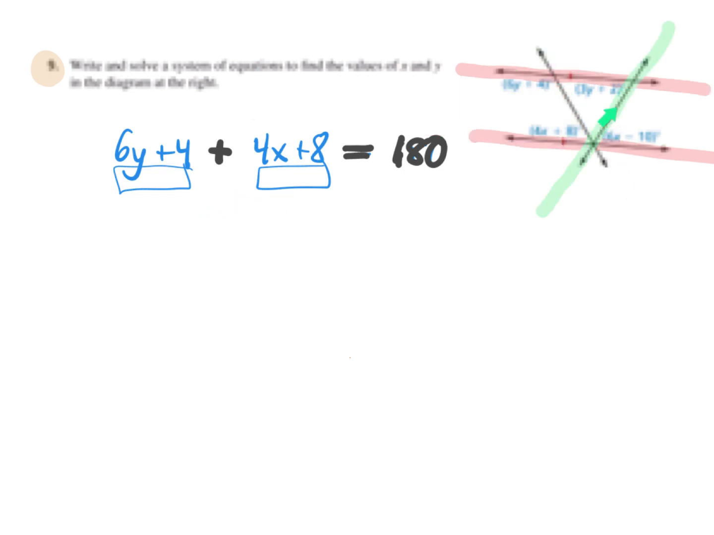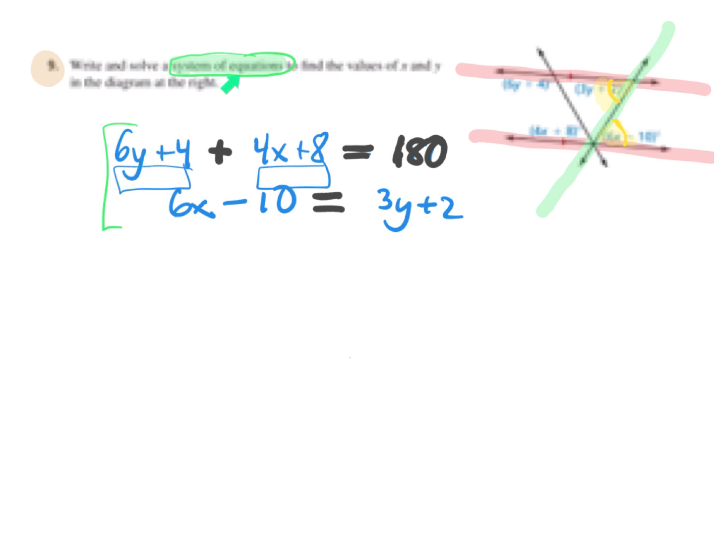If we consider this transversal passing through the parallel lines, then these alternate interior angles are congruent. And these two equations together are our system of equations. In order to find the values of x and y, we need to solve the system.